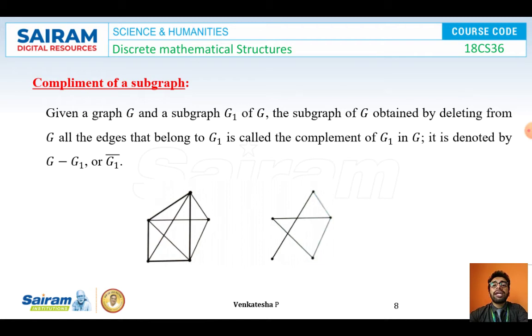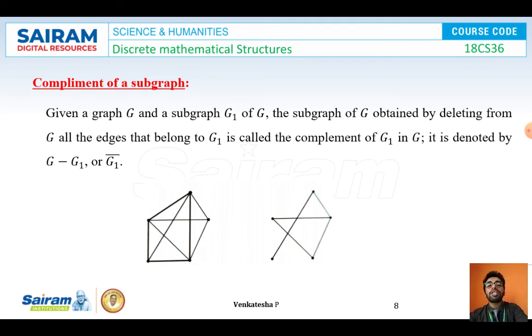Complement of a subgraph. So I can say that a subgraph G1 is a complement of the main graph G. Now, how to get the complement of a subgraph? The first thing is we have to delete the edges which are common in both the subgraph and main graph. So with this condition we can say the given subgraph G1 is a complement of the subgraph. So given graph G and subgraph G1 of the graph G, this complement is obtained by deleting the edges which are common in both the graph G1 as well as G. So we'll be obtaining the complement of the subgraph.